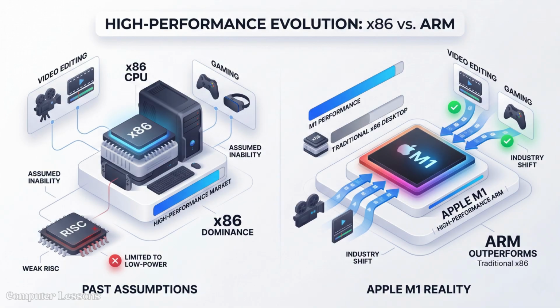For a long time, x86 was safe in the high-performance market because ARM was seen as weak. People assumed that RISC architectures could never handle video editing or gaming. But then, Apple changed the industry with the M1 chip. They proved that a high-performance ARM design could actually outperform traditional x86 desktop processors.